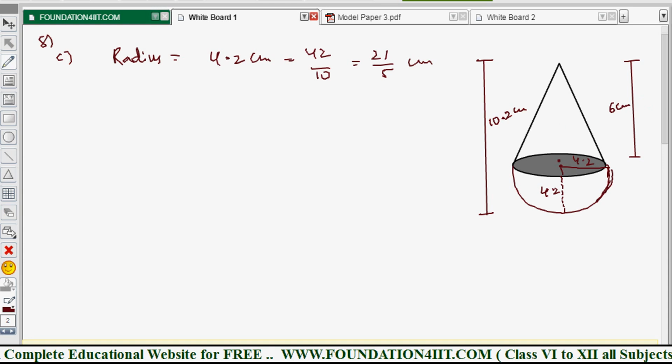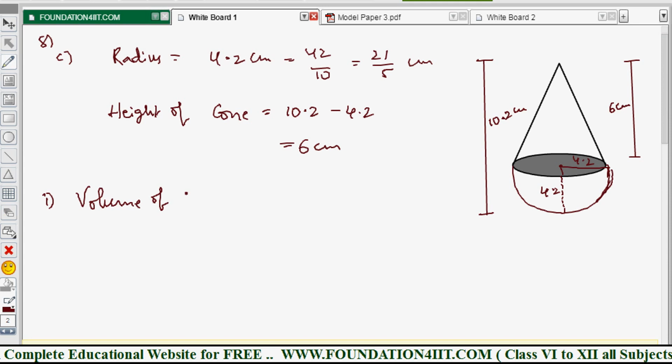Then the height of the cone is 6 centimeters. Using this data, we can find the volume of the toy. From the diagram, the height of the cone is equal to 10.2 minus 4.2, that is 6 centimeters. Okay, so we need to find the volume of the toy first.